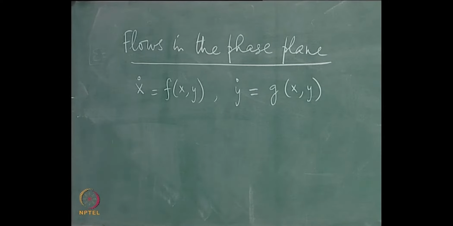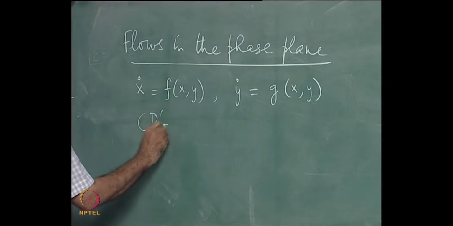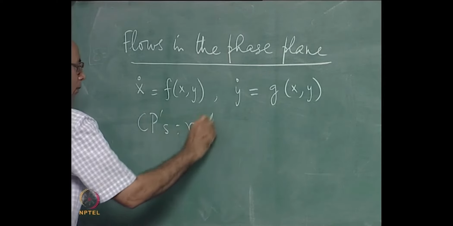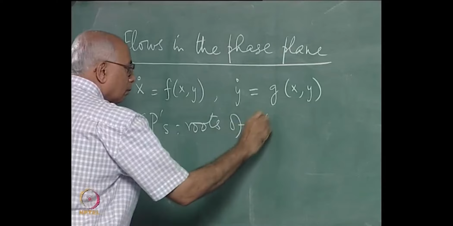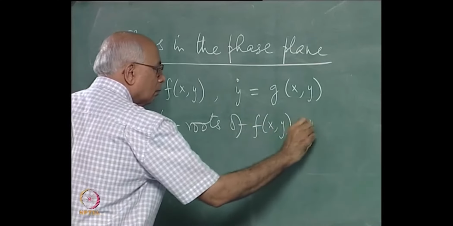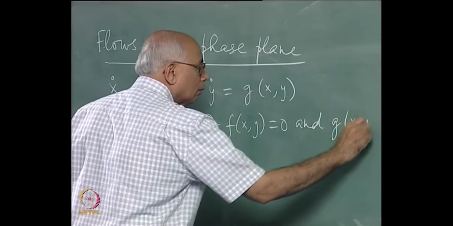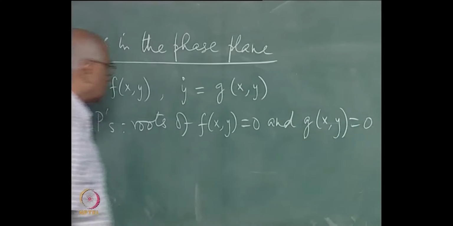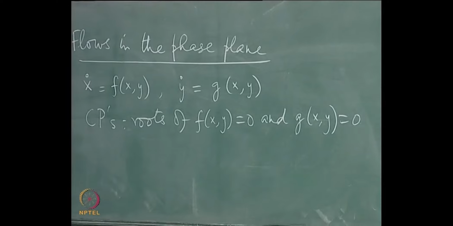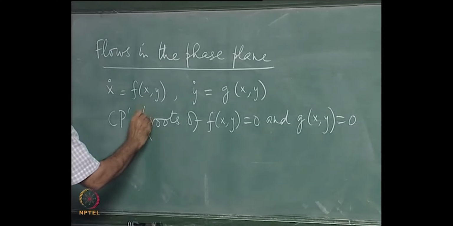What would the critical points be given by? They would be the simultaneous roots, common roots.